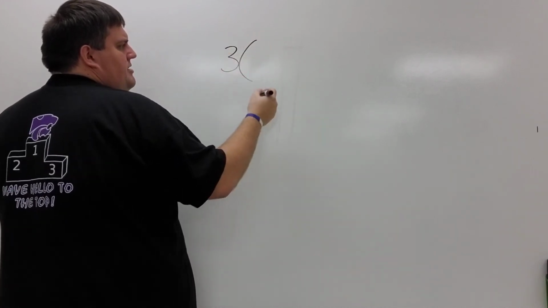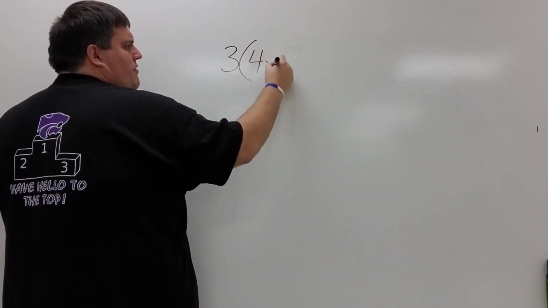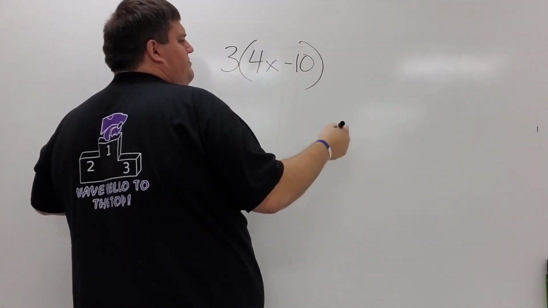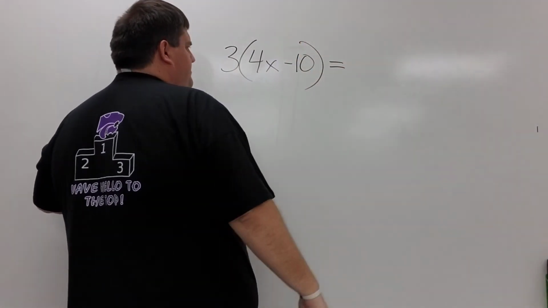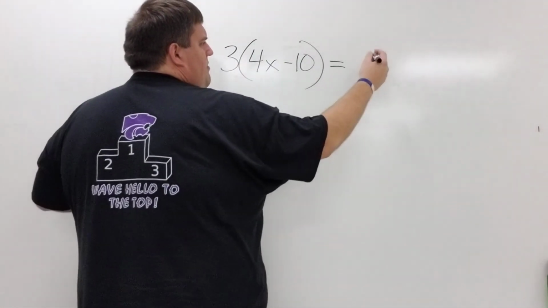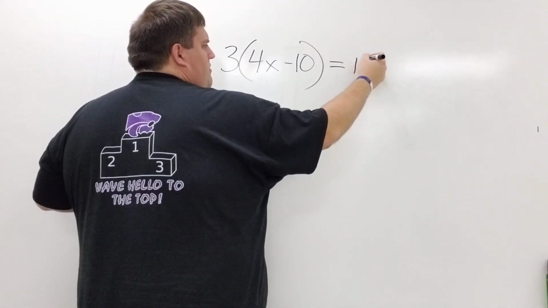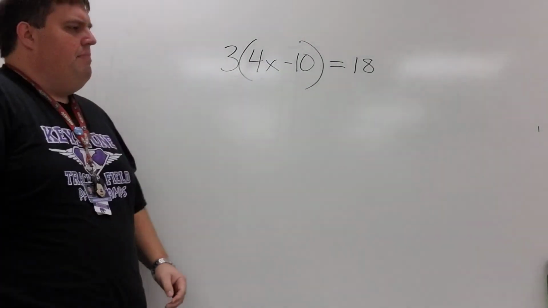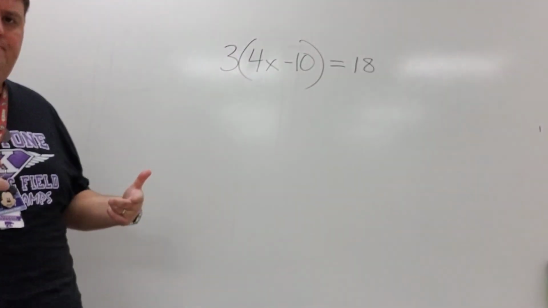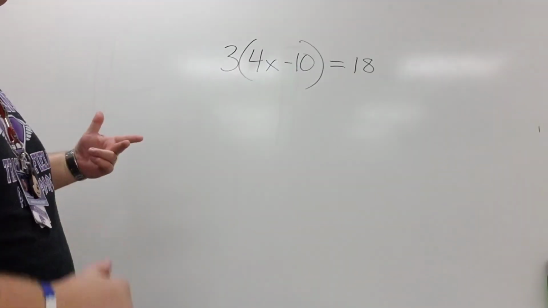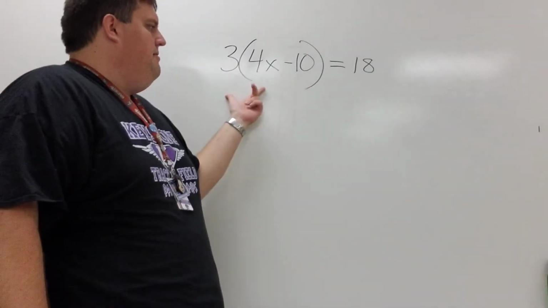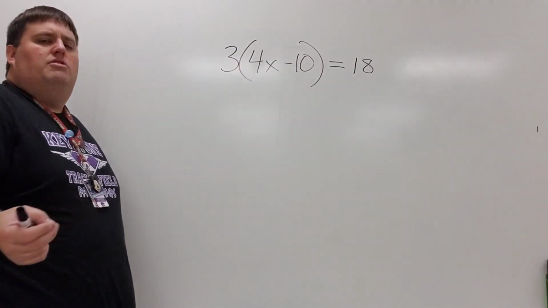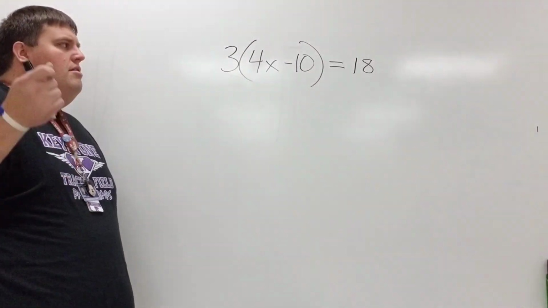3 times the quantity, 4x minus 10, and that's going to equal 18. Now notice this time, a little different than before. Now we have these parentheses in here. So just like when we did power to a power, right? Distributive property is the same as that.